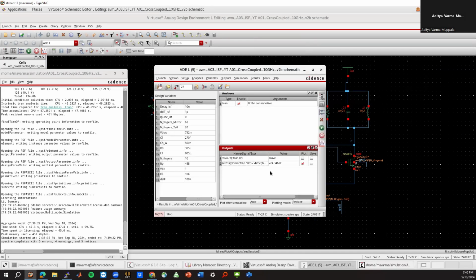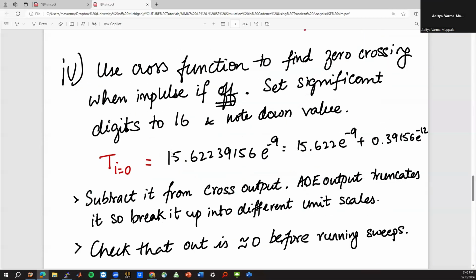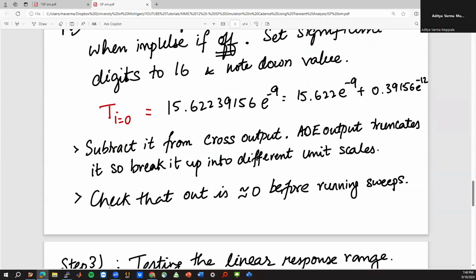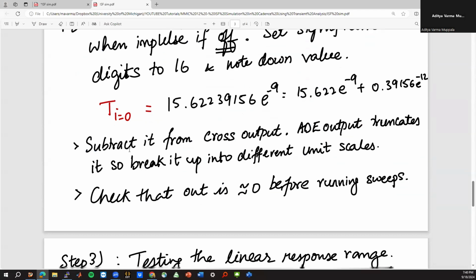Okay, that makes sense. You don't really need to go below that, I think, because there's already numerical error that shows up at that point. Since we set the time step only to 10 femto, I don't think you can do much better than that. And that's why this transient simulation approach is very slow. Ideally, you would want it to be even less than that. Now if we go back here, that's what I've written out: you subtract it and then you check that it's 0 before running any sweeps.